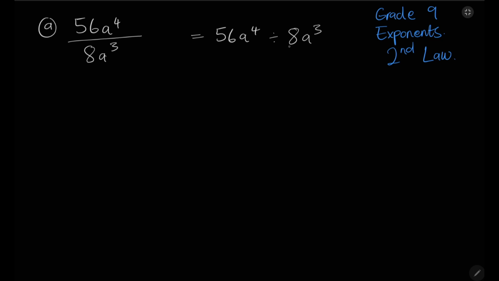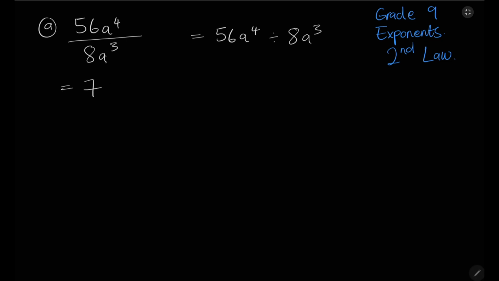So how will you solve this? We'll say 56 divided by 8. We divide the numbers first, or the variables first, and then we move to the exponents. We subtract the exponents of the matching variables. So 56 divided by 8 is 7. Now let's move to the variables.